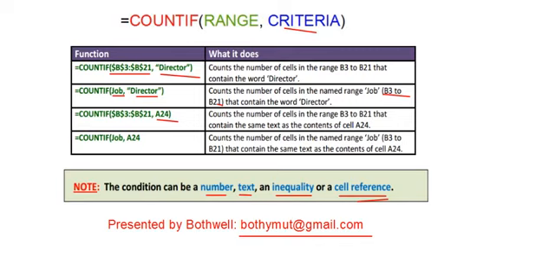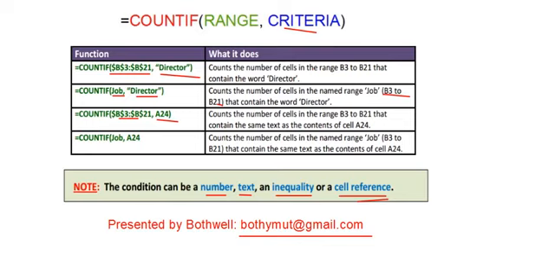Right, I don't think I need to explain absolute cell referencing here because we've covered it in the previous lesson. But if you missed out, you're free to contact me and I'll be more than willing to help you. Right, so we are saying it counts the number of cells in that range, in this case B3 to B21, that contains the same text as the contents of cell A24. Right, let's move on to the last one.